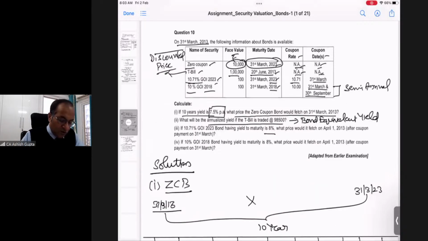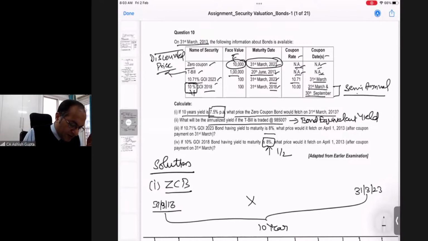But student, please note one very important point. Here the coupon payment is semi-annual. Accordingly, our coupon will be half, the payment of interest will be half, and our yield will also be half. Please note this point. Since it is on a semi-annual basis, everything will be half. This will also be half. This will also be half.